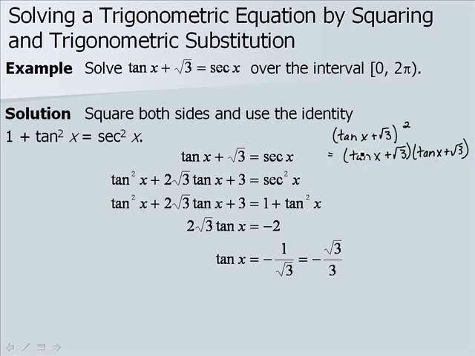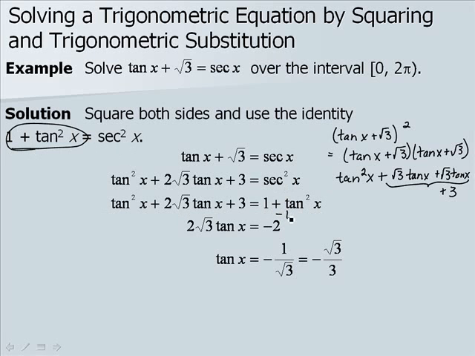And FOIL, and when we do, we'll get tangent squared of x plus the square root of 3 times tangent of x plus the square root of 3 times tangent of x plus 3. So we end up with 2 square root of 3 tangent of x's here. And then our other side will simply be secant squared of x. Now what we want to do is use our identity and plug in 1 plus tangent squared of x in place of secant squared here. So that's this next step.